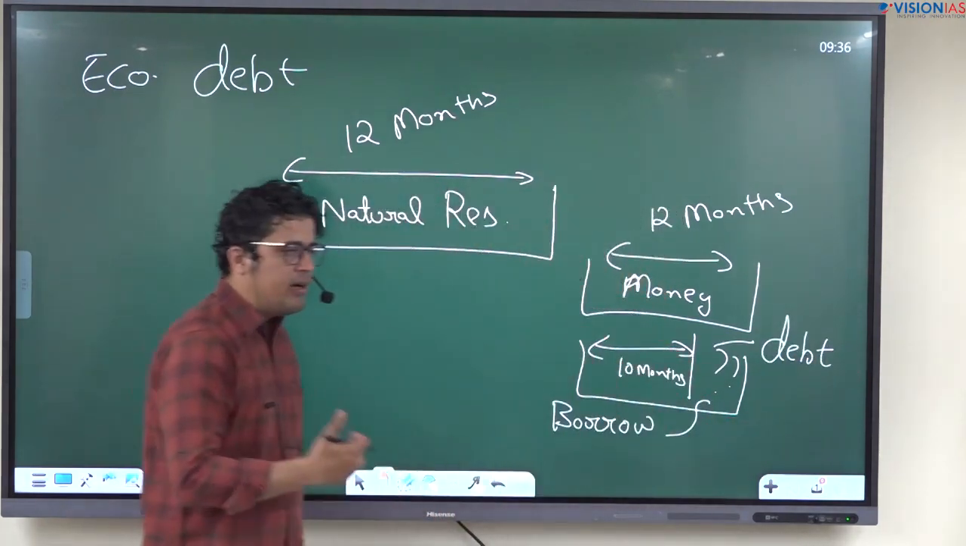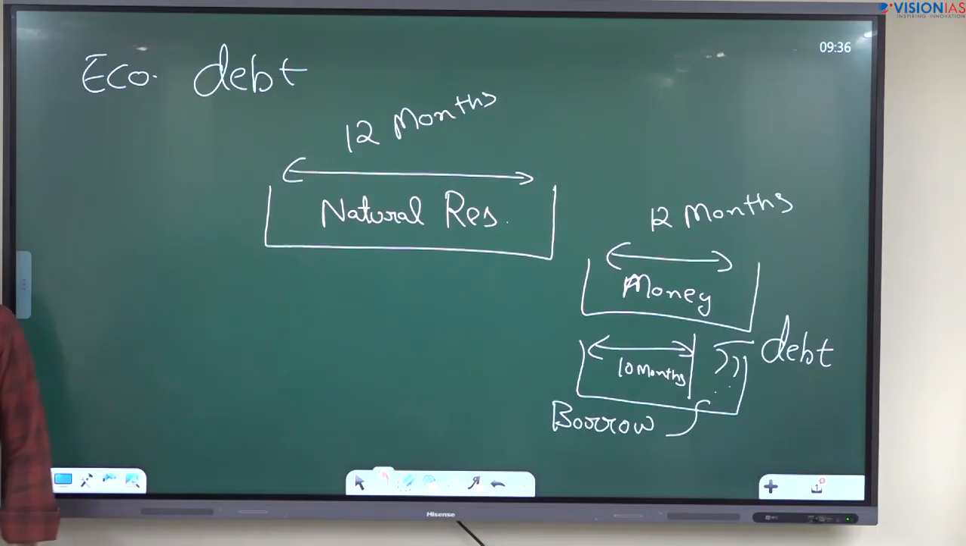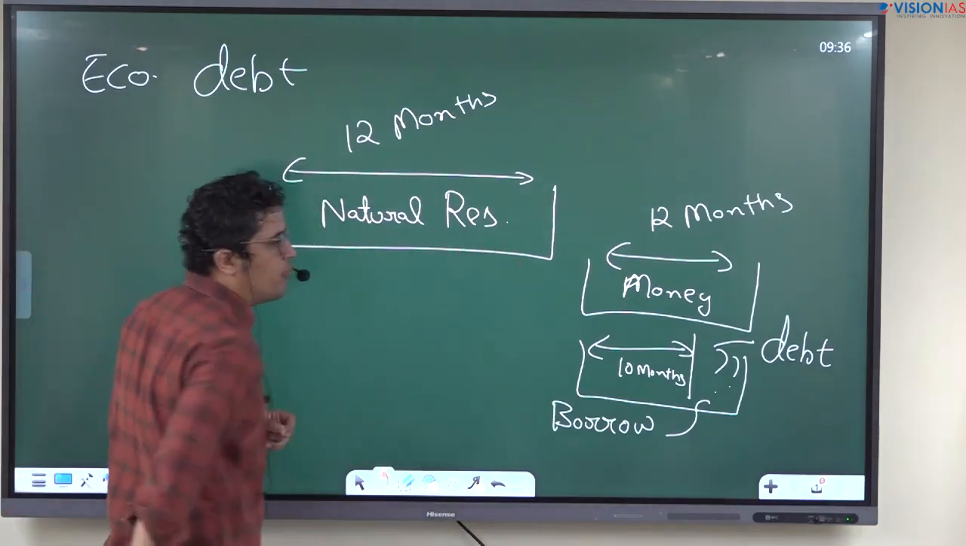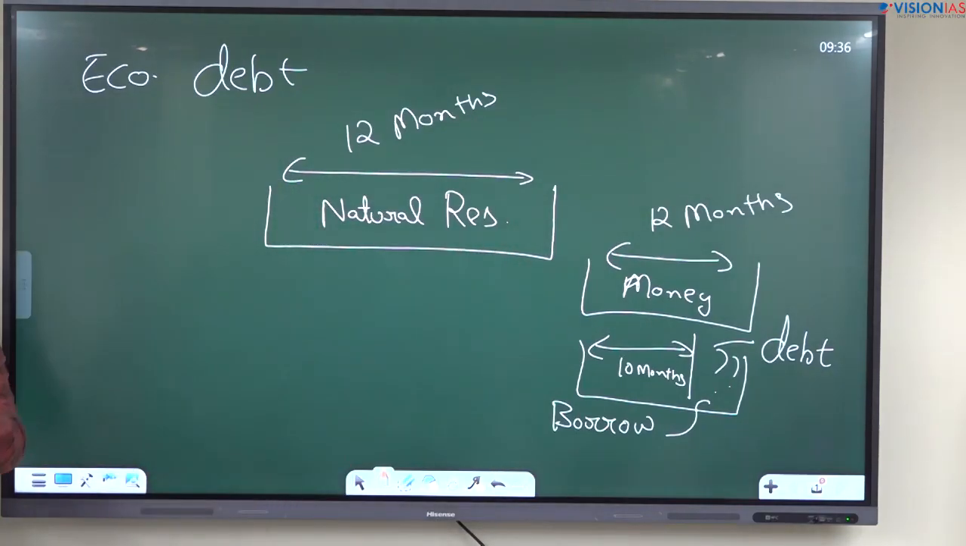You will be entering debt because you are using resources which belong to someone else. Your resources have ended. You are borrowing. You are using resources which belong to someone else. You are in debt. Just apply the same logic on nature. For 12 months, if natural resources are provided to you, whatever your needs are, whatever your demands are, you have to take care of your needs by these resources only.